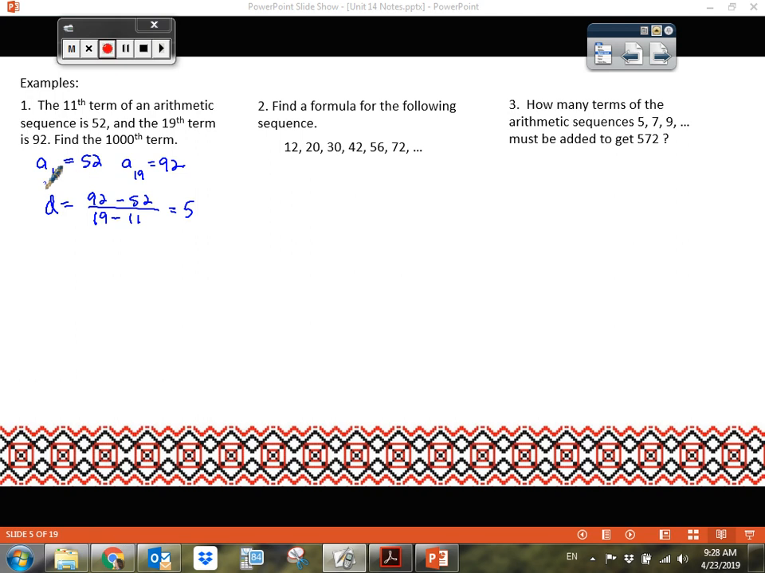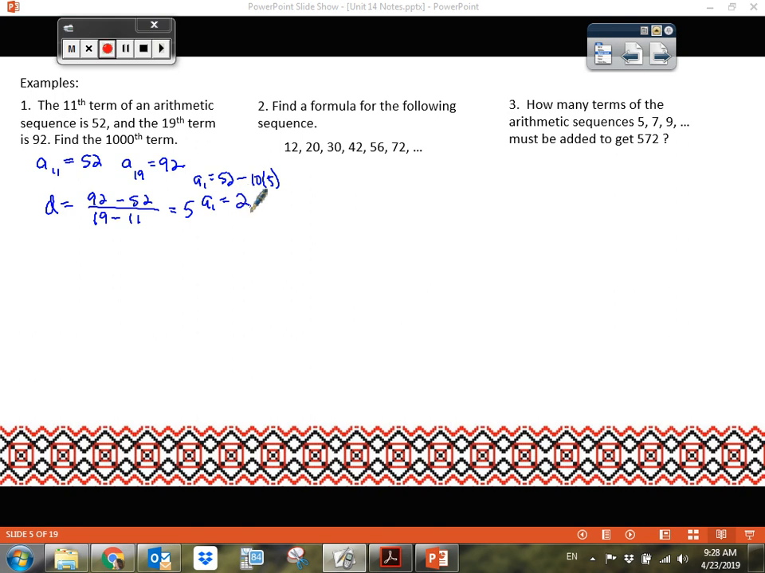But why don't we take the 52nd term and take away 10 of the common differences? Wouldn't that give us our first term? We take the term that we have, and we take away 10 because I have the 11th term. I need to get down to the first term, so I need to take 10 common differences away. So a sub 1 turns out to be 2.